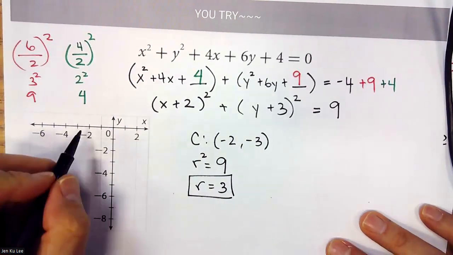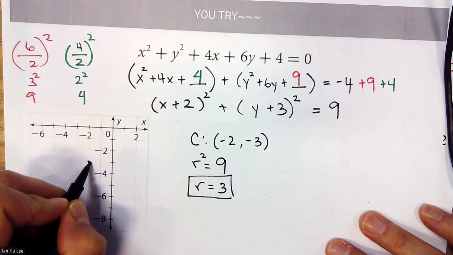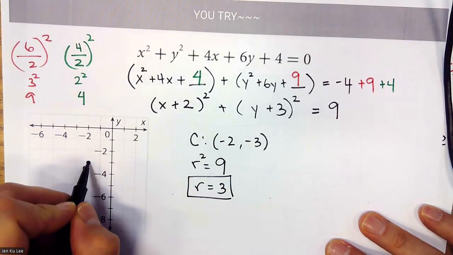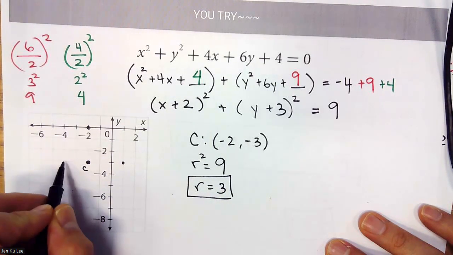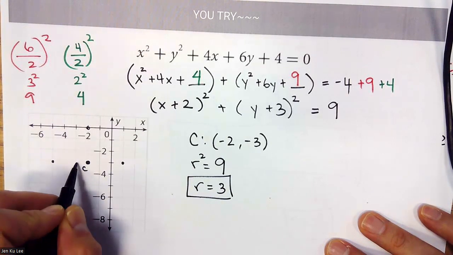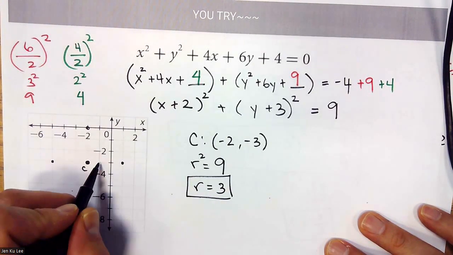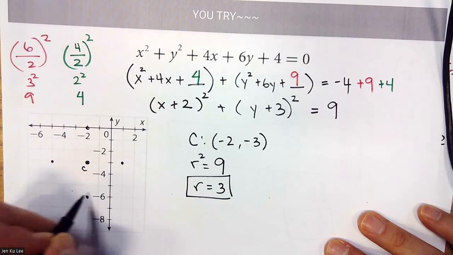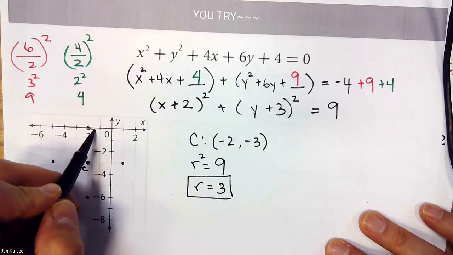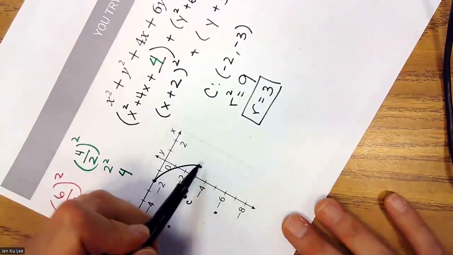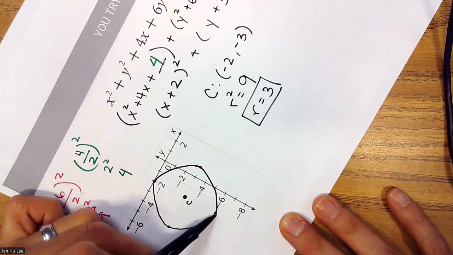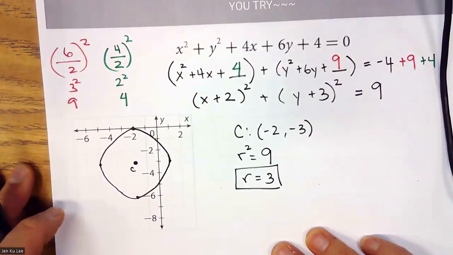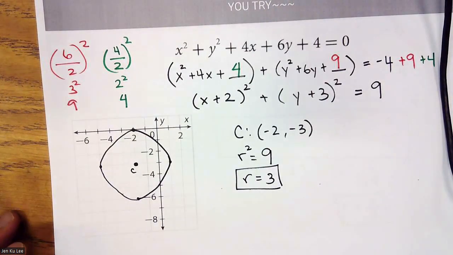Right? So when you're graphing -2, -3, that's my center. Go 3 units to the left, 3 units up, 3 units to the right, three units down. Okay, and then try your best to make that circle. I'm not that great at it. Okay? All right? Questions?